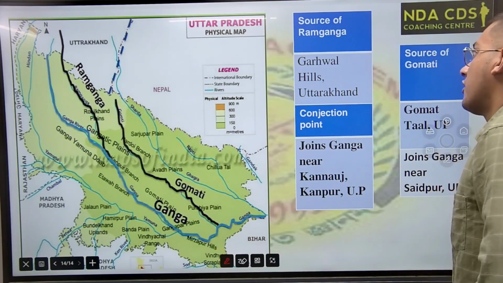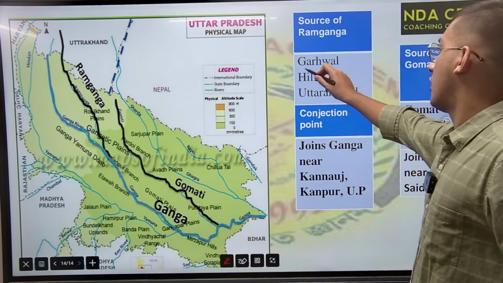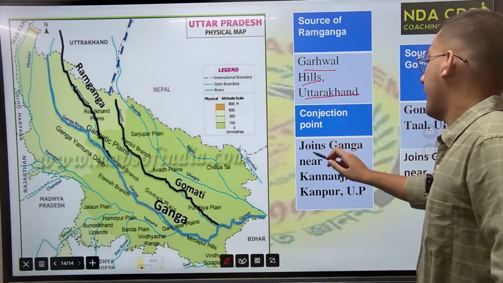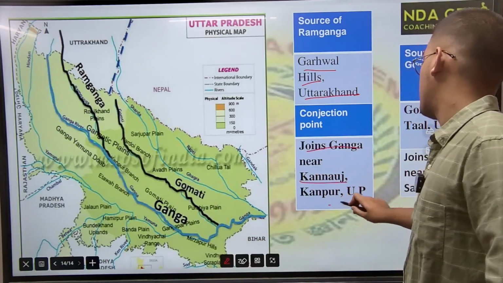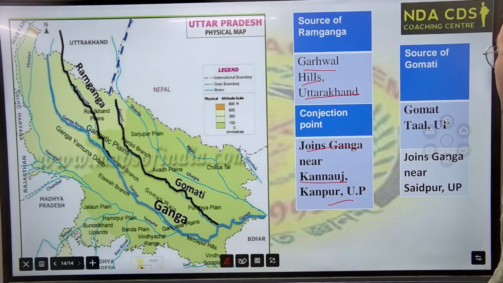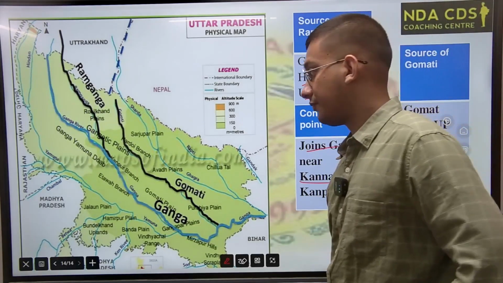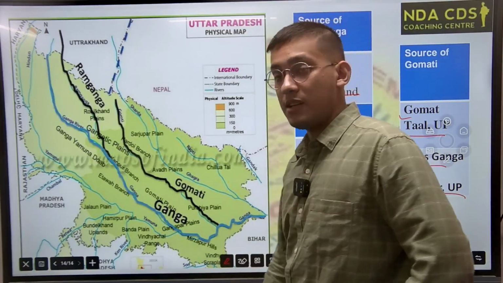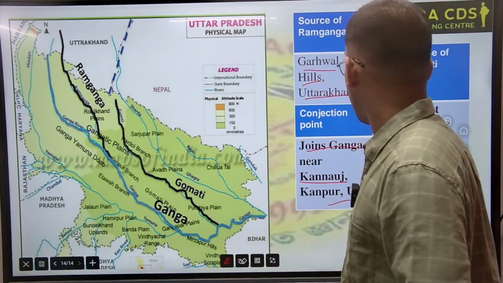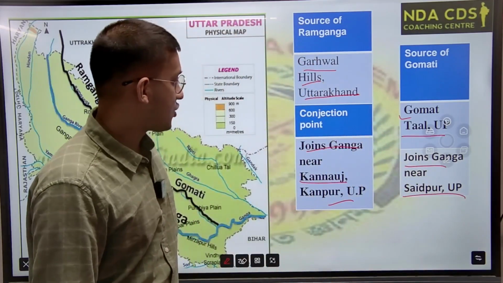Now, where does the river Ramganga start? It starts at Garhwal Hills in Uttarakhand. It meets Ganga near Kannauj in Uttar Pradesh, right? Then we have Gomati. Gomati starts at Gomati Tal in Uttar Pradesh and joins Ganga near Saidpur in Uttar Pradesh. Ramganga starts at Garhwal Hills in Uttarakhand and Gomati starts at Gomati Tal in Uttar Pradesh.